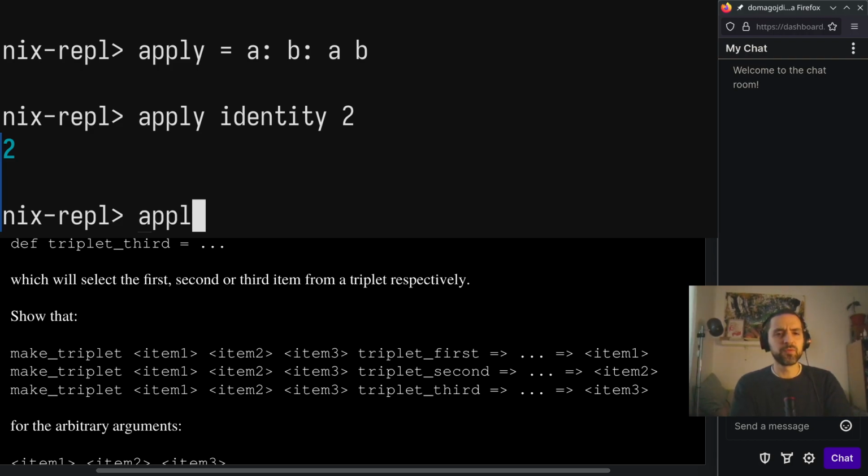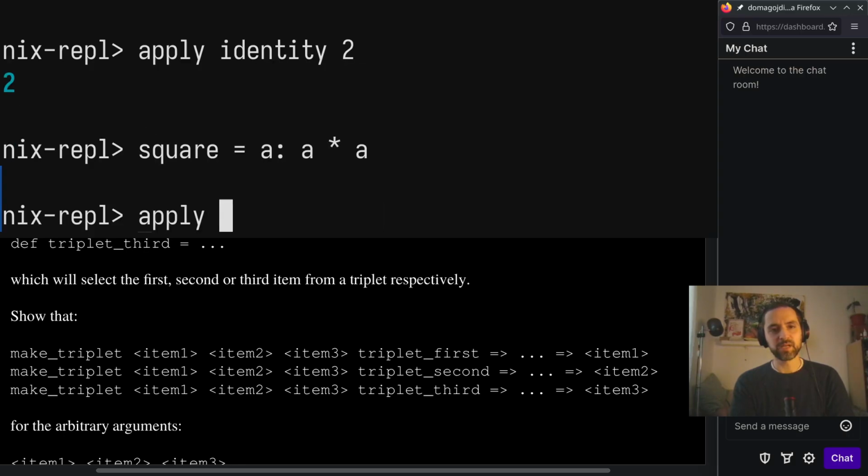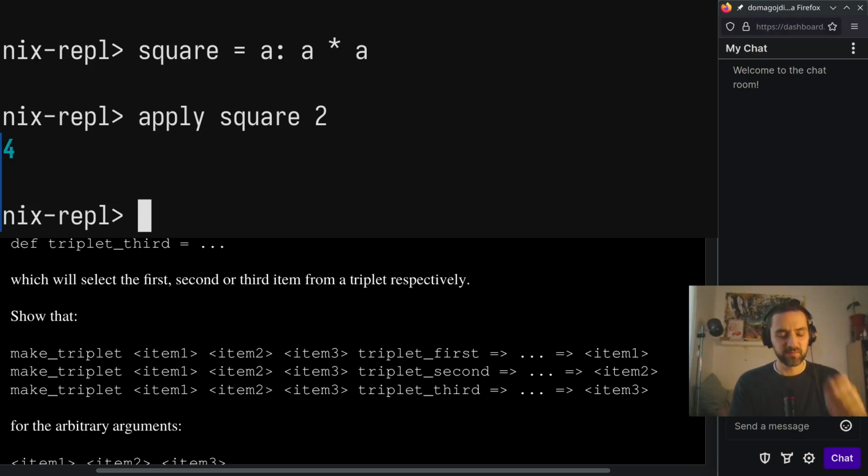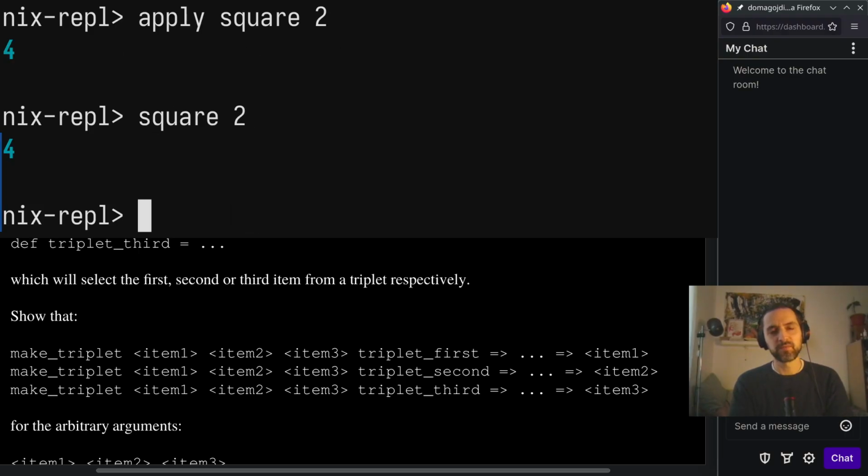I don't know if we could do plus, we don't have a defined plus yet, but let's see how it works in the REPL. Apply plus to B. How are we going to define a B? Wait, let's just try something. Square. Although I'm cheating now a bit. Square would be A times A, right? So let's do apply square to 2. Yeah, it works, you see. Square 2 is 4, and apply works too.